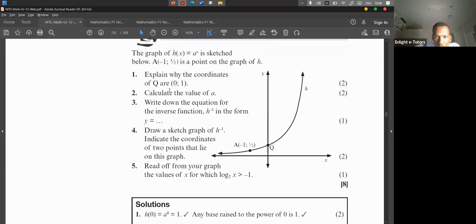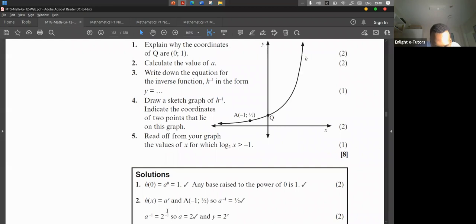And then number 2, calculate the value of a. Write down the equation for the inverse function in the form of h at x. So what you're going to do here, we're going to look for a first. We take this point and substitute in this equation. Our y will be half, and then a to the power -1. Exactly. We got the a, so y is equal to 2 to the power x.